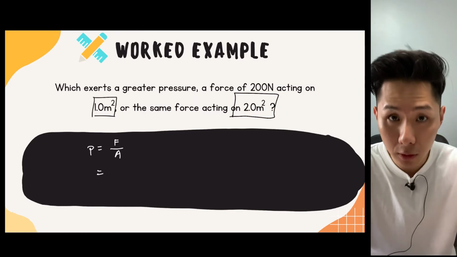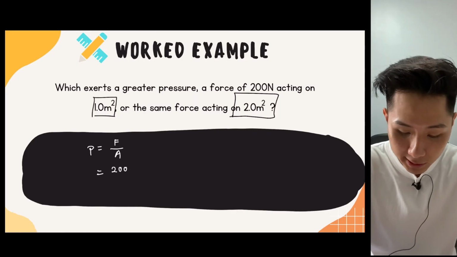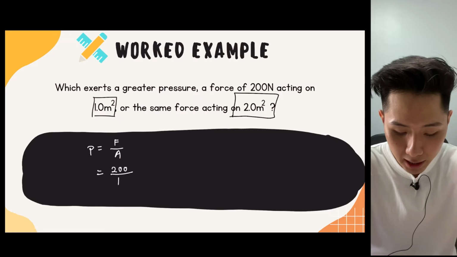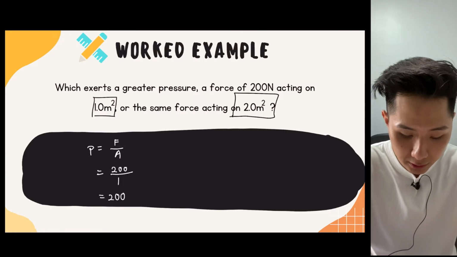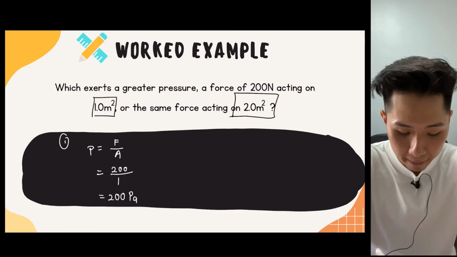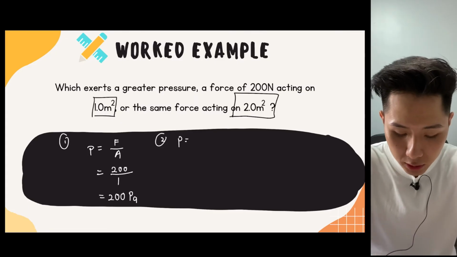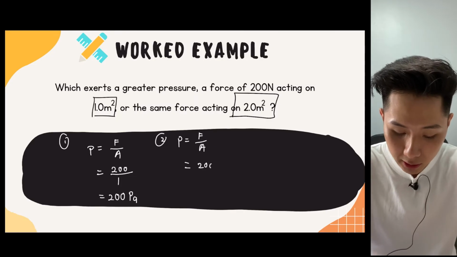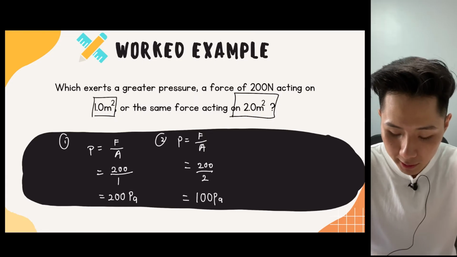So P equal to F over A. My force is 200, and the first area is 1 meter square. So I'm going to get 200, the unit for pressure, Pascal. So that's the first one. And if we were to change the area into 2 meter square, I'm going to get 200 divided by 2. And I'll get 100 Pascal instead.